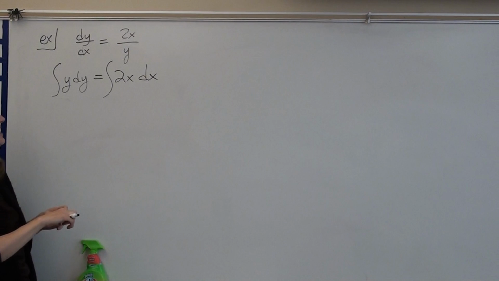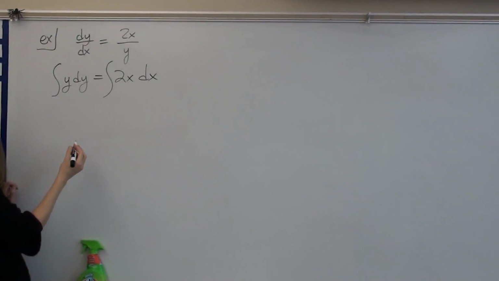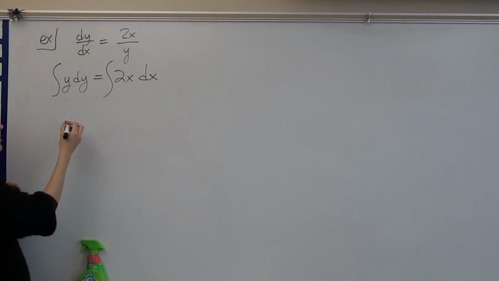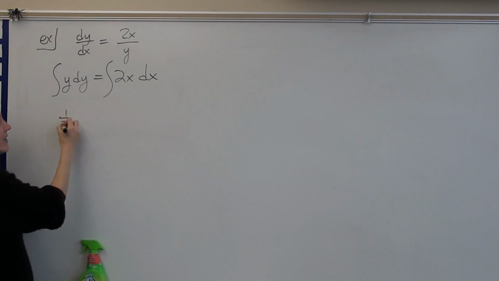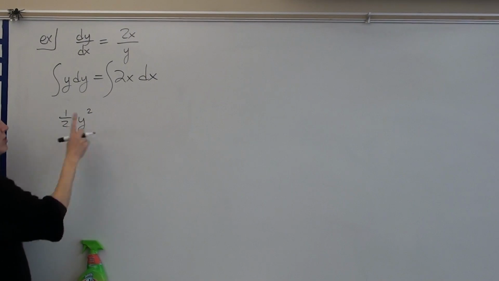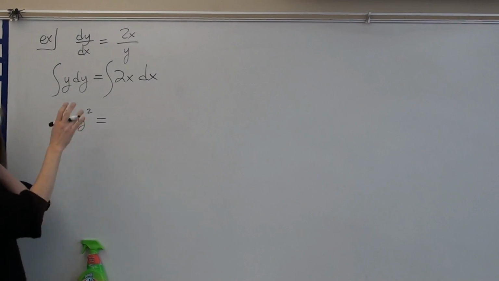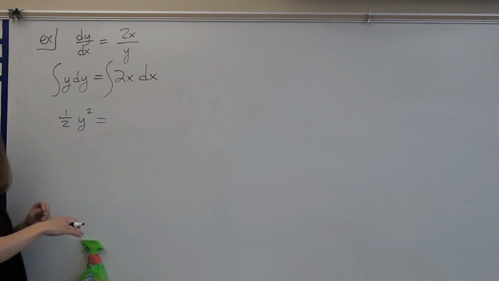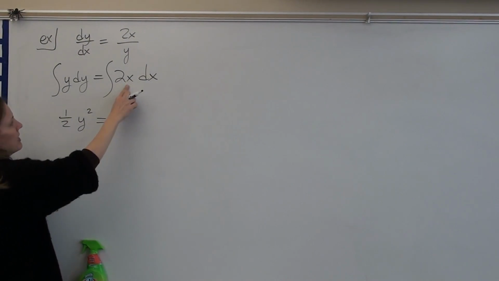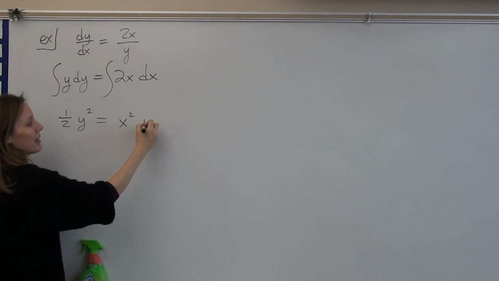All right, so we take the integral of both sides. What is the antiderivative of y with respect to y? One half y squared. Do not put a plus c there. We use one plus c to represent all the unknown constants for the equation, and it's much, much easier if you put it with the side that has the x's. All right, what's the antiderivative of 2x dx? x squared plus c.